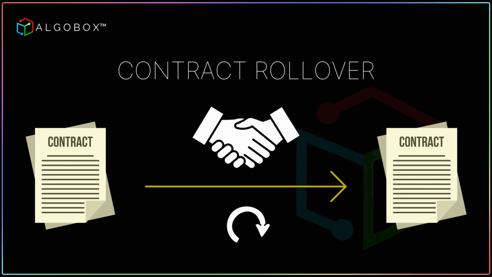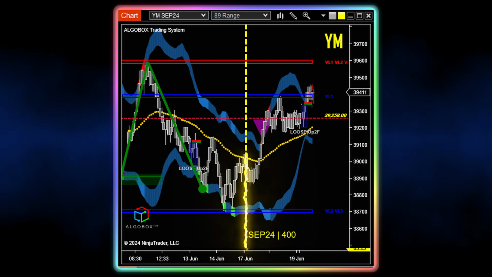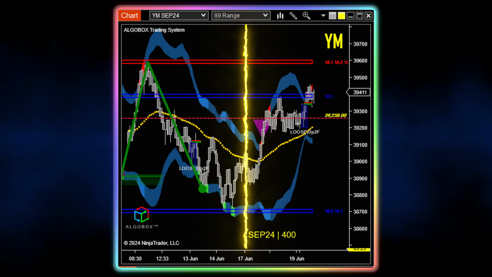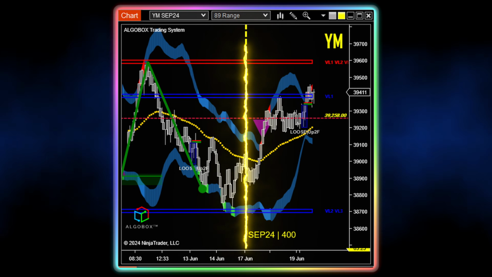When trading U.S. futures, you need to understand contract rollover, the process of transitioning your positions to the next month's contract to avoid expiration. Rollover typically occurs 4 times a year. Traders watch for the moment when the next contract's volume surpasses the current one. This is the signal to update your positions.